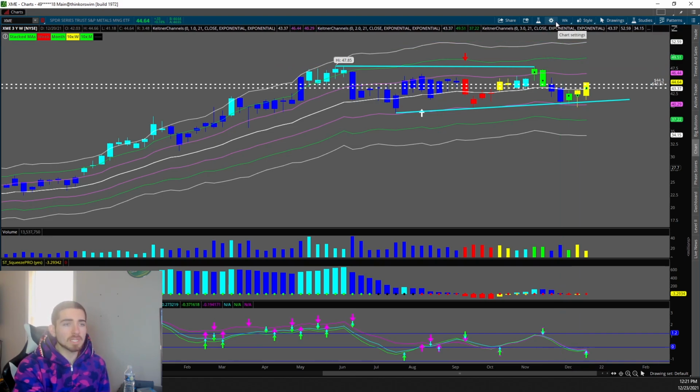So again, if you're a swing trader and you notice this on the weekly time frame, maybe even yellow bars or light blue bars, this is something that you want to pay attention to.